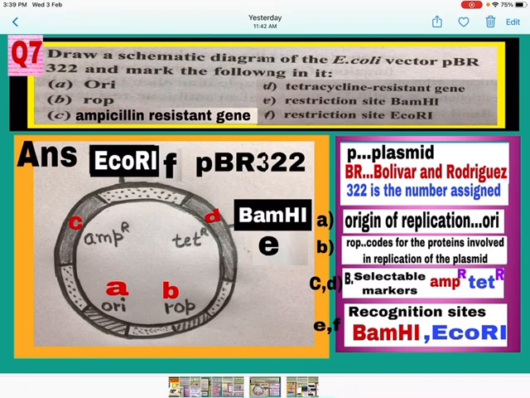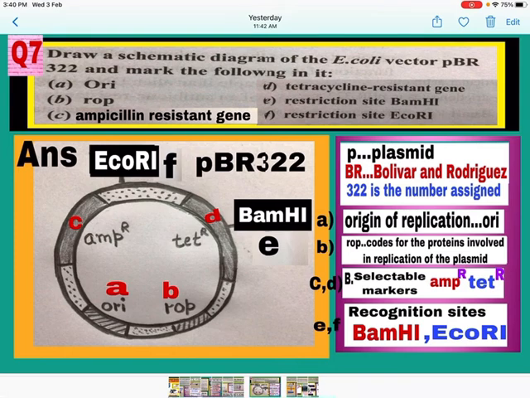P stands for plasmid. Br, these 2 letters are taken from the names of scientists who constructed PBr322. B is taken from name of Bolivar and R is taken from name of Rodriguez, and 322 is a number assigned. Now start marking as asked in the question. See the diagram and mark different parts.